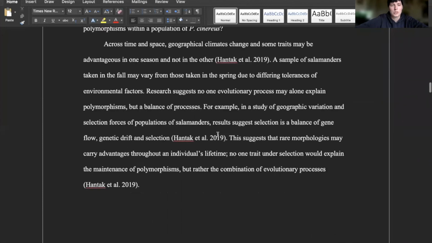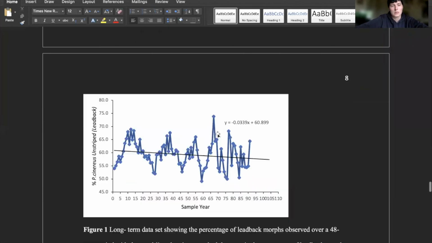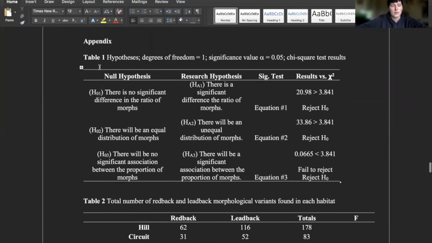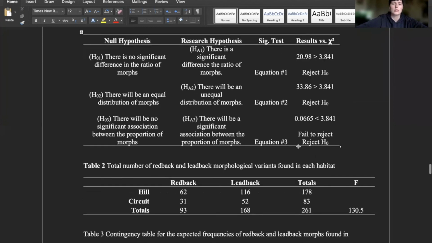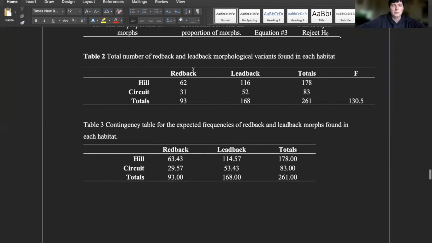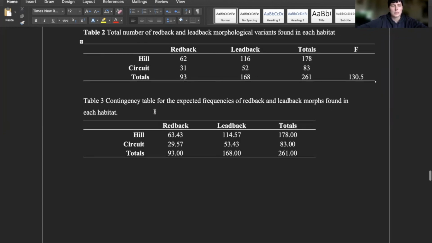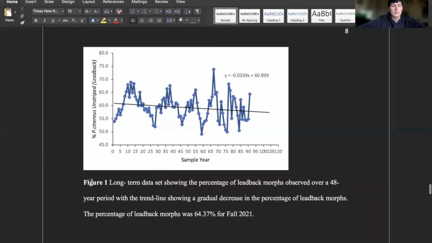I want to show you the appendix. You're going to have a total of 3 tables and one figure. This is pretty simply just writing out all of your results and your hypotheses. Again, there's your expected and your observed values, including your expected value up here for this question answered. And then the last one is the long-term data set with your data added onto it, and with your description at the bottom.